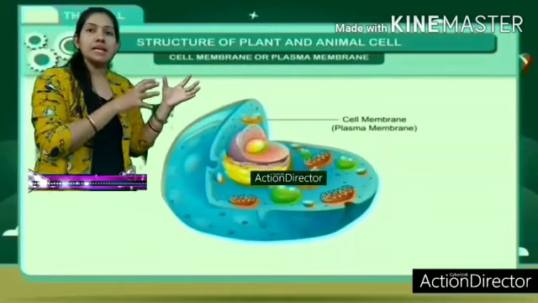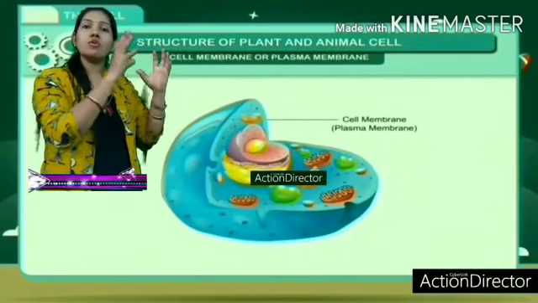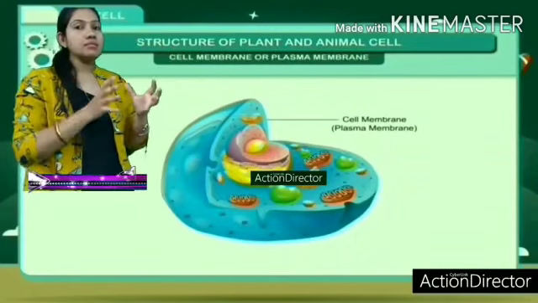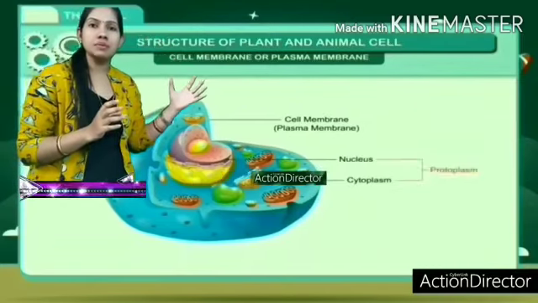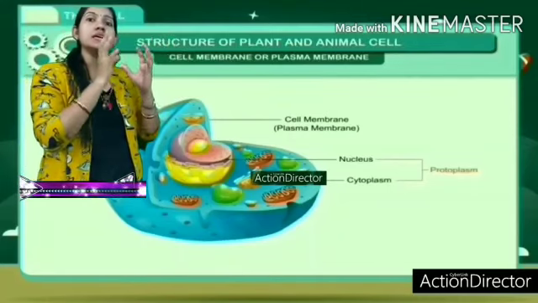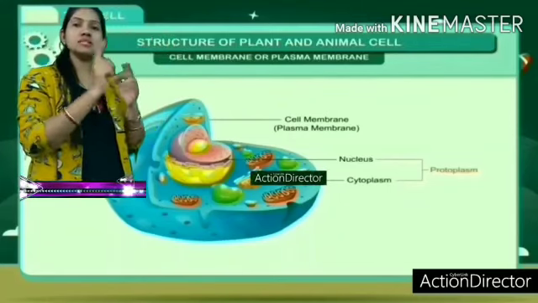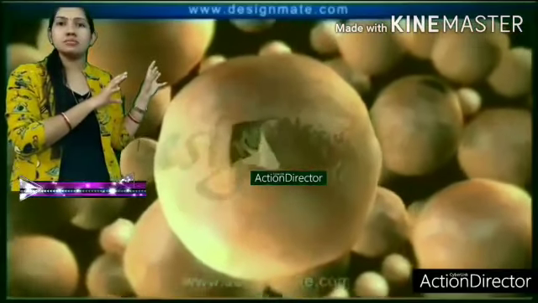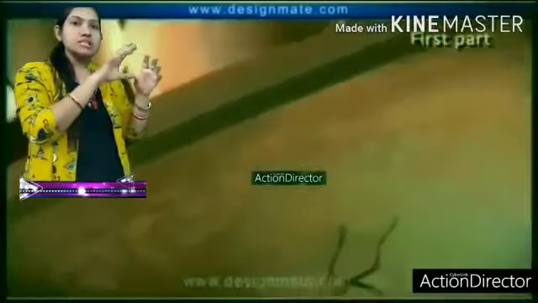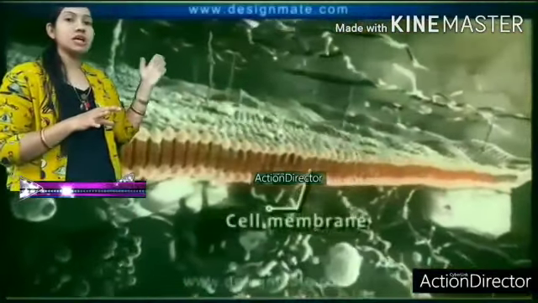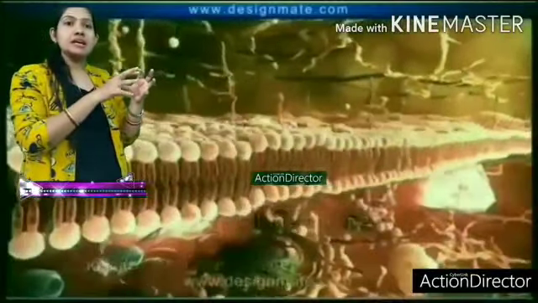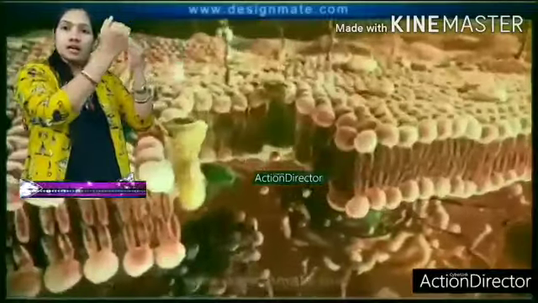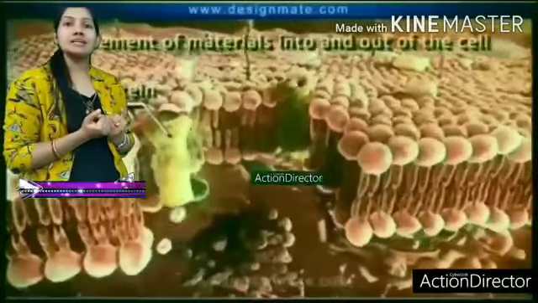Here the cell membrane is the outermost covering of an animal cell. An animal cell is externally covered by a membrane called the cell membrane or plasma membrane. The main function of it is to give protection to the cell. Cytoplasm and nucleus combined we can call protoplasm. Here you can see the detailed structure of the cell membrane. It is made up of lipids and proteins, and it allows substances to come inside the cell.